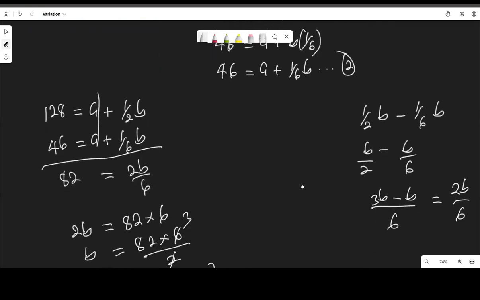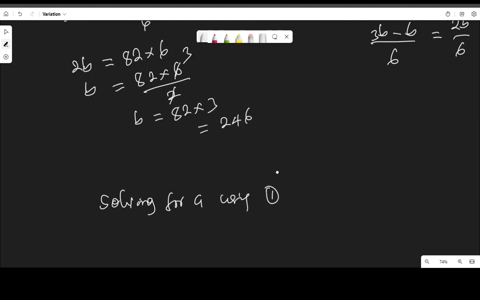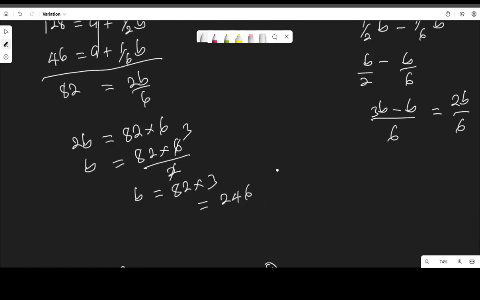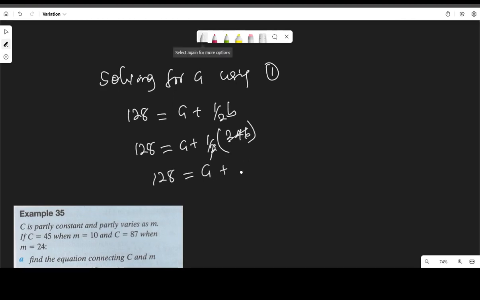Now we need to find the value of A. Solving for A, using equation 1. Equation 1 says 128 equals A plus half B. 128 equals A plus half times B, where B is 246. 128 therefore equals A plus, 2 here 1, 2 here 123. A equals 128 minus 123. A equals 5. So A is 5.